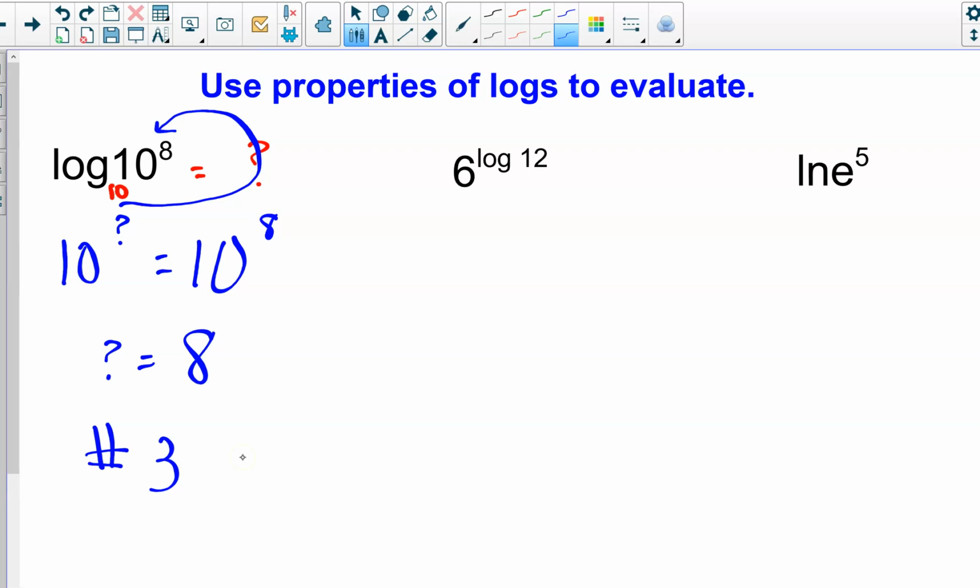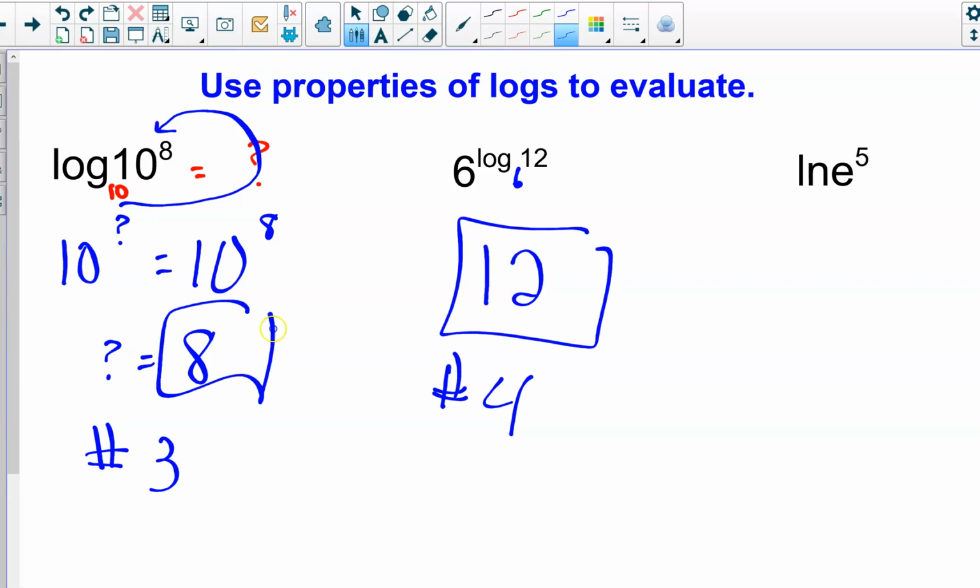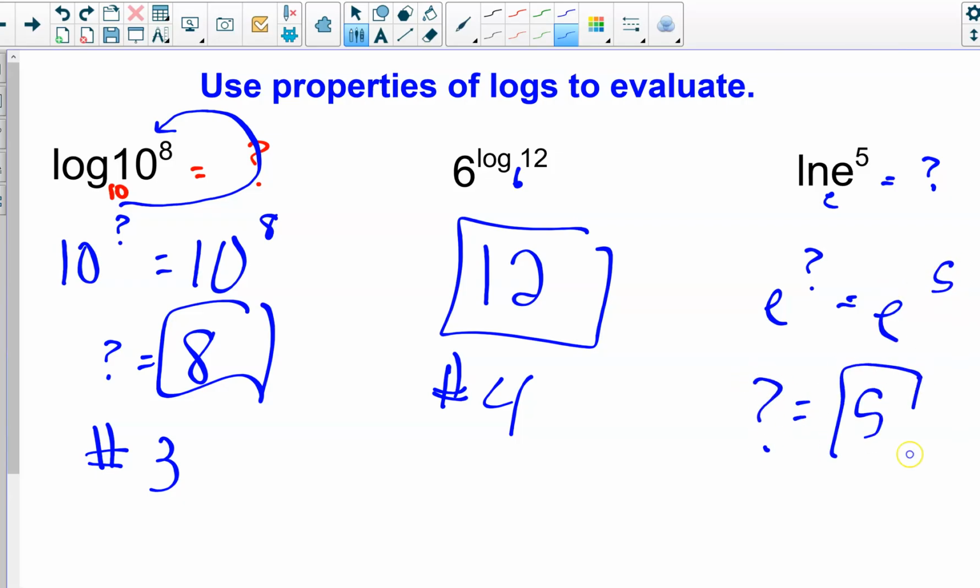The next one is 6 to the log base 6 of 12. We're missing the base 6 in this problem. And this is using number 4, so my answer would just be 12. And the last one here, it would be a base e. So e to the question mark equals e to the 5th, and the question mark would be equal to 5.